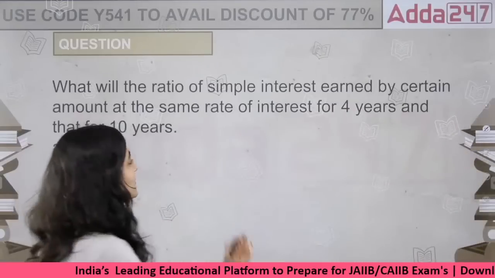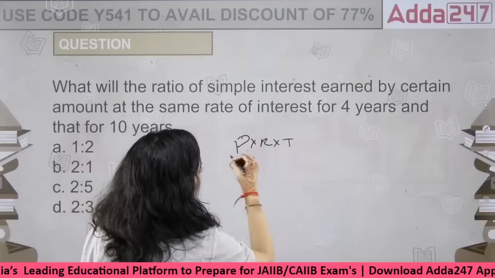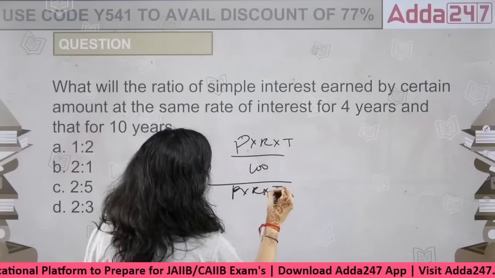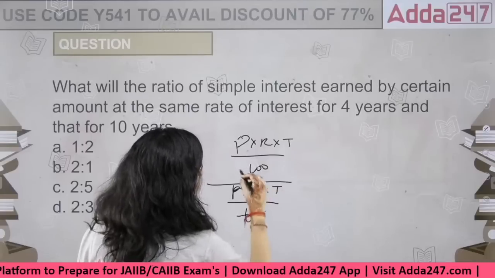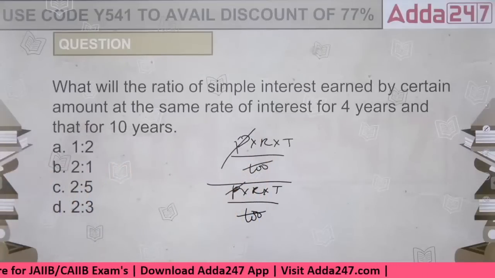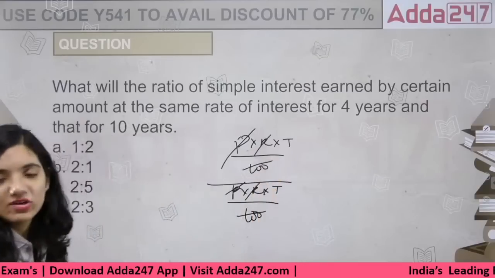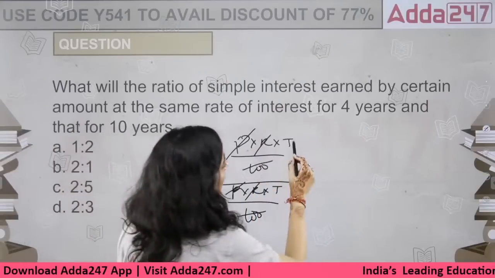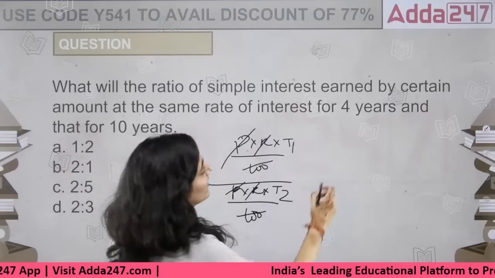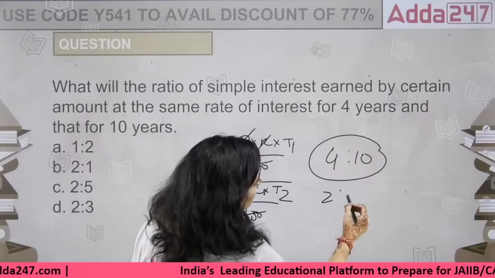What will be the ratio for this? Okay, let's take it up in this way. We have the same principal, P into R into T upon 100 divided by P into R into T upon 100. This 100 can be cancelled. The principal is also the same. That's not the problem even. And at the same time, even the rate is also the same. So technically, what is left? The time 1 and the time 2. This really simplifies the question. It is going to be 4:10. Then 2 2s are 4, 2 5s are 10.